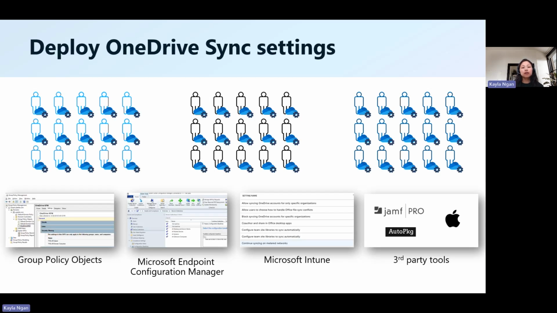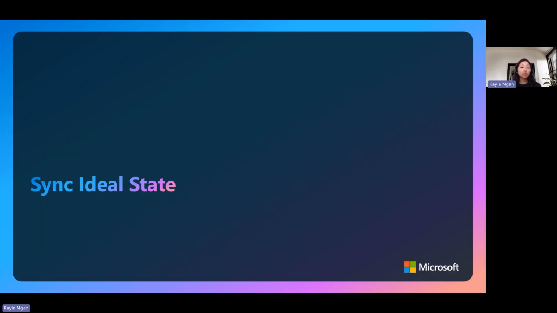And then lastly, once OneDrive has been installed, you're going to want to deploy various OneDrive settings and policies, many of which are part of the ideal state that I will be talking about next. You can deploy these using different tools, and depending on your configuration, you might actually need to use multiple tools. So when we rolled out known folder move within Microsoft, we actually used both the Microsoft Endpoint Configuration Manager and Intune.